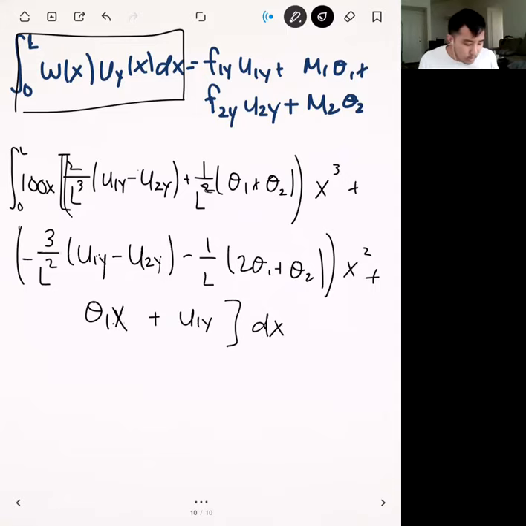In the past, we've been able to simply integrate this, but because we have that extra x out in front, we need to distribute this x through and then perform the integral.